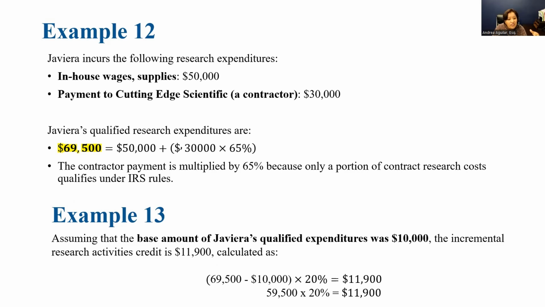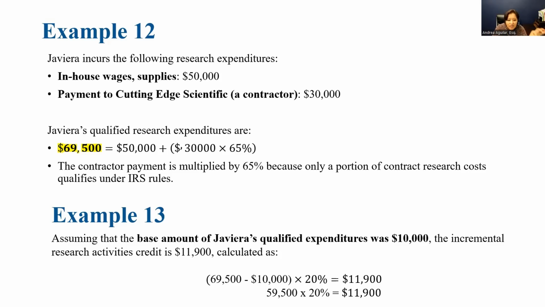And now example 13 says, assuming that the base amount of J. Vieira's qualified expenditures was $10,000, the incremental research activity credit is $11,900. How so? Well, it will be 20% of the increment. The increment is $59,500. 20% of that is $11,900. So that will be your credit, research activities credit.